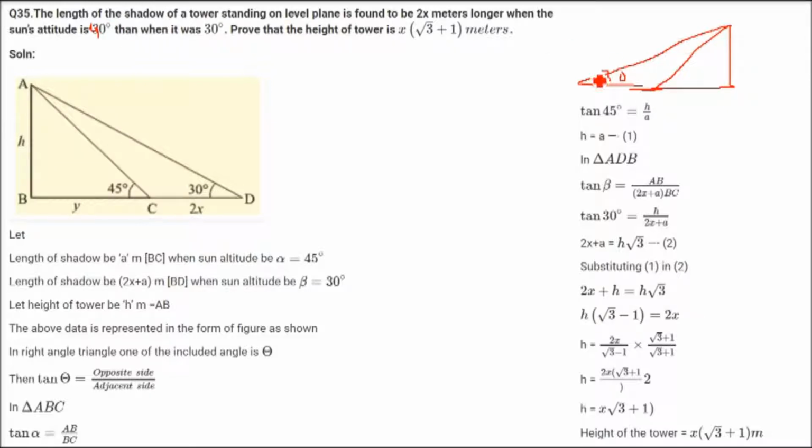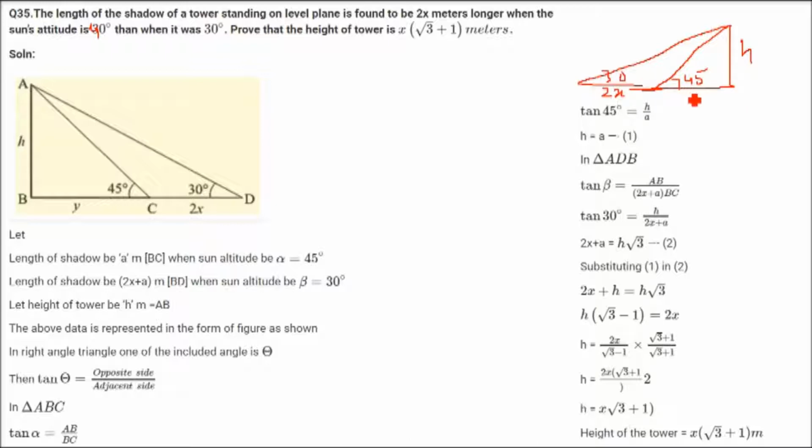See, always when we go higher side, means away from any tower or any object like this, the angle will be less. So this is 30 and this is 45 degree, right? So this is 30, this is 45 degree, and the length is found to be 2x more. 2x is already given. So we have to prove that the height of the tower is x(root 3 plus 1).